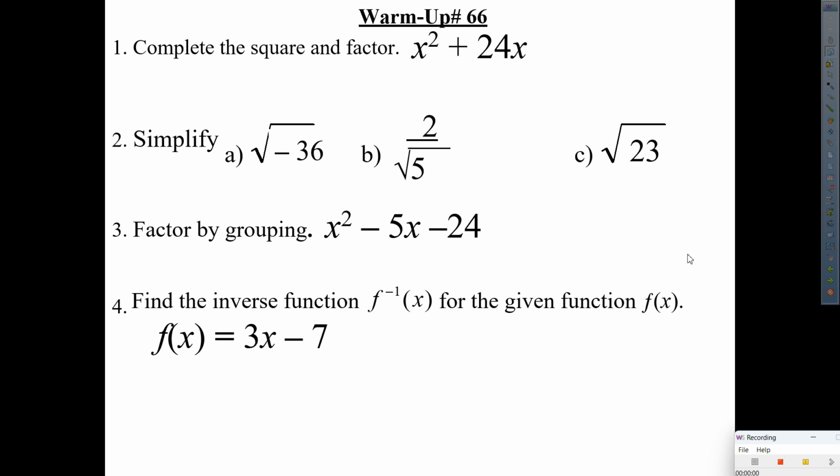Everyone, welcome back to another exciting day in mathematics. Warm-up 66 is on the screen. Let's get started, please. Shouldn't take you long. Copy and go. All right, let's get the show on the road.